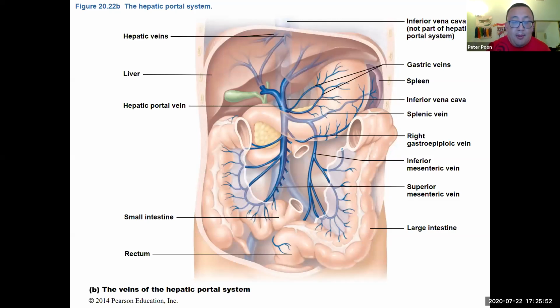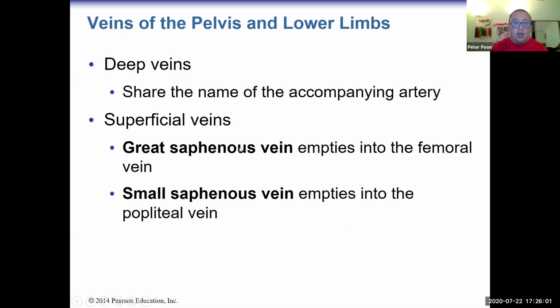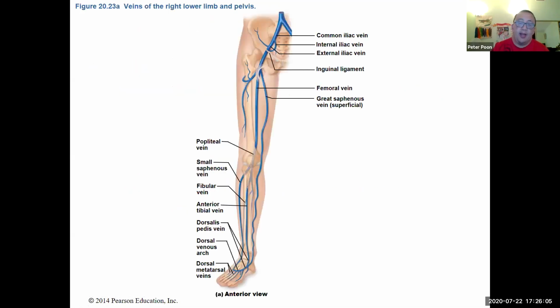Okay, let me finish this. So make sure you guys understand this. Okay. Now, again, the veins of the legs are the same as the arteries.